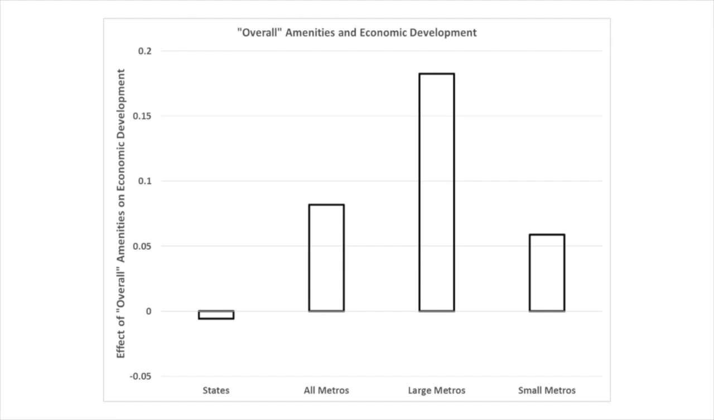The height of the bars represents the size of the impact in terms of standard deviations when we increase the amenity measure by 1 standard deviation. And I shade the bars to indicate results that are statistically significant. Since none of the bars are shaded, it means that I did not find a statistically significant relationship between the growth of good jobs and the indicator of overall amenities in a region. This result holds in an analysis of states, U.S. metropolitan areas, and subsets of large and small U.S. metros.